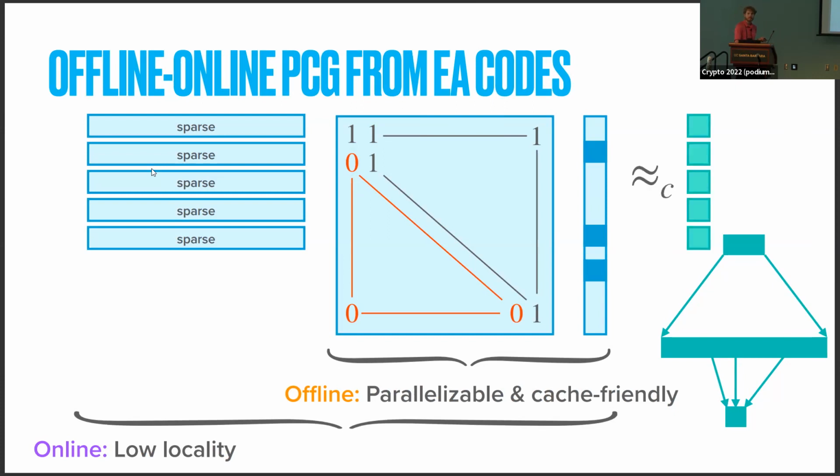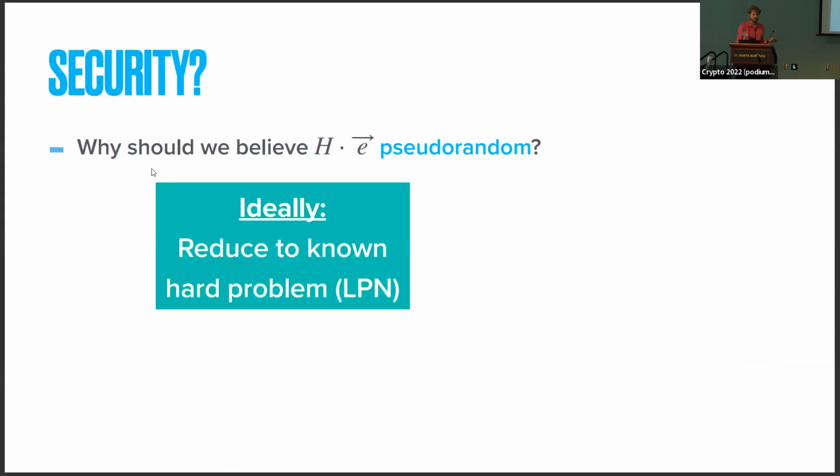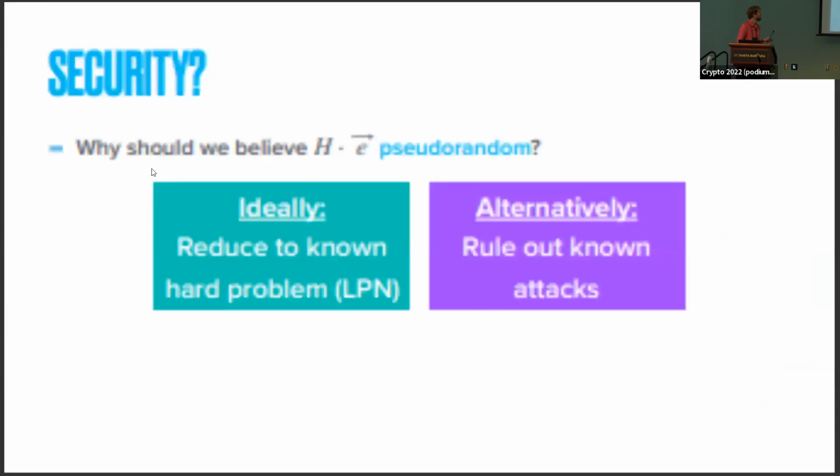Why should we believe that this is computationally indistinguishable from uniform? Why should it be that all these bits that we get once we do this sparse vector multiplied by the accumulated error vector should look uniform? Okay. So in order to answer this question, the ideal thing would be to reduce to some well-known problem. The natural candidate here would be something like learning parity with noise.